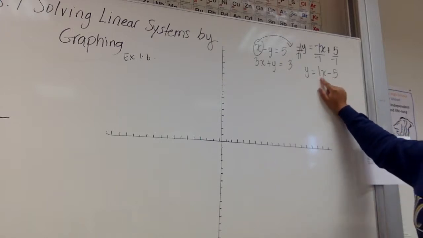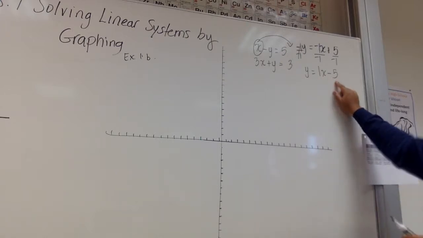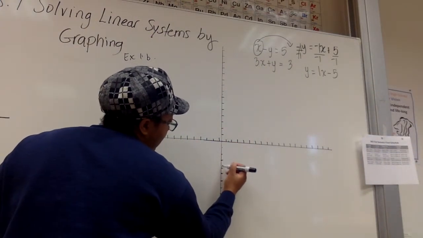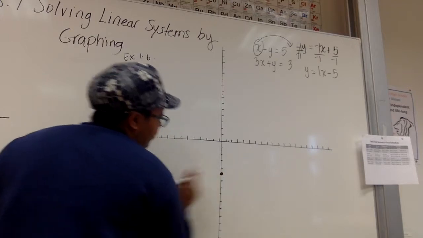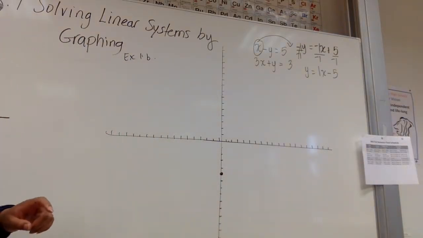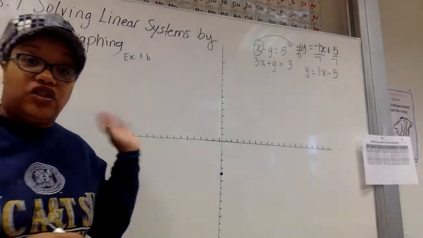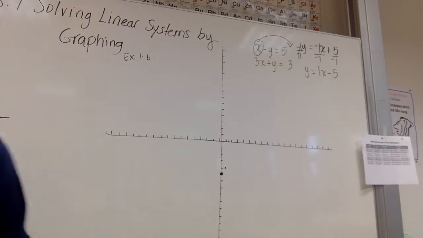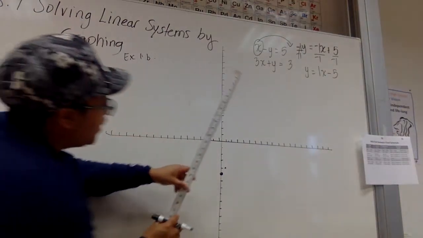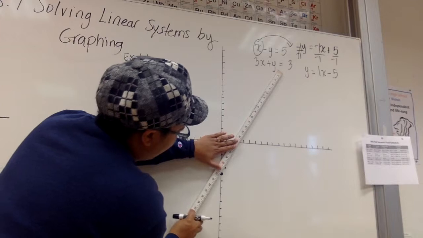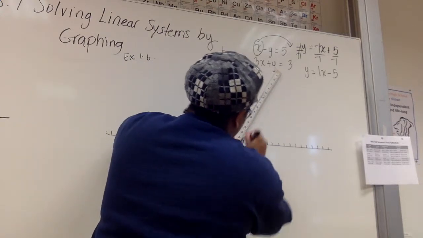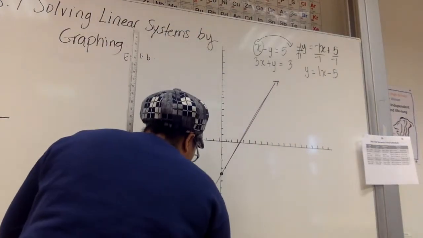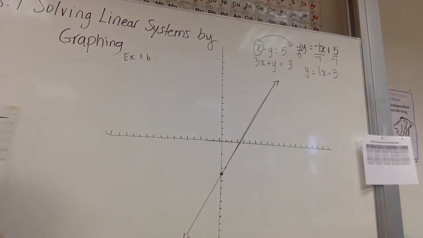My slope is 1. My y-intercept is negative 5. So in this case, I'm going down. My y-intercept is negative 5: 1, 2, 3, 4, 5. There's my first dot on my line. And if my slope is 1, you should know that means I go up 1 and to the right 1. So I'm right there. Then you're going to take your straight edge just like I am and graph the line, a nice long line all the way across your plane. Okay, so that's my first line.